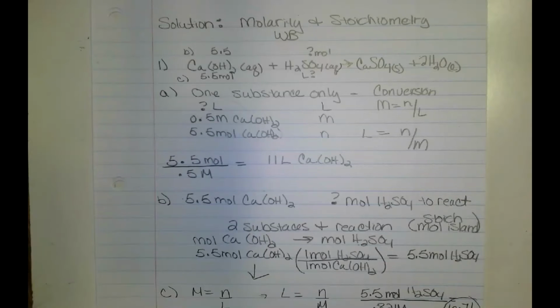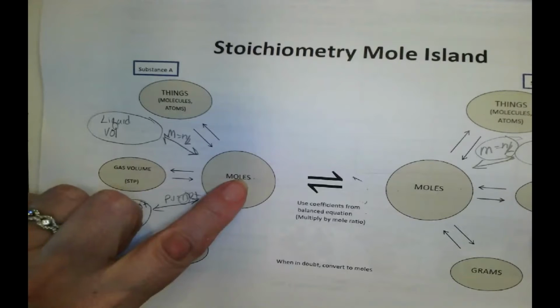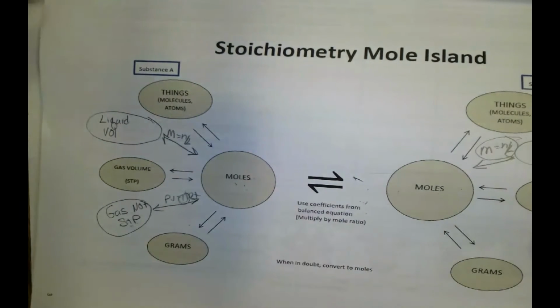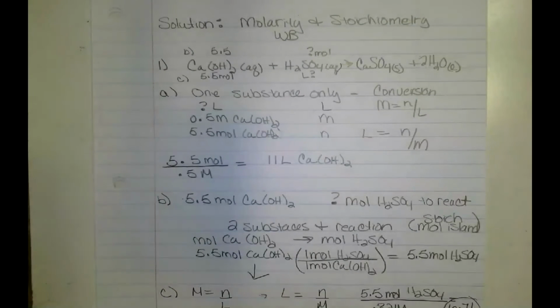B, find the number of moles of sulfuric acid needed to react with 5.5 moles of calcium hydroxide. I have two different substances, so I'm going to use my mole island. Okay, so what am I doing here? Super simply, I'm going from moles of one substance to moles of another, which means I need to use my coefficients from my balanced equation.